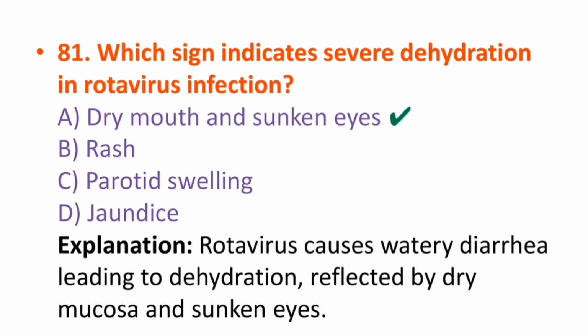Which sign indicates severe dehydration in rotavirus infection? Option A, dry mouth and sunken eyes; option B, rash; option C, parotid swelling; option D, jaundice. The correct answer is option A, dry mouth and sunken eyes. Rotavirus causes watery diarrhea leading to dehydration, reflected by dry mucosa and sunken eyes.